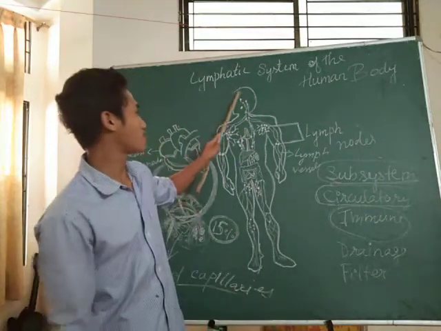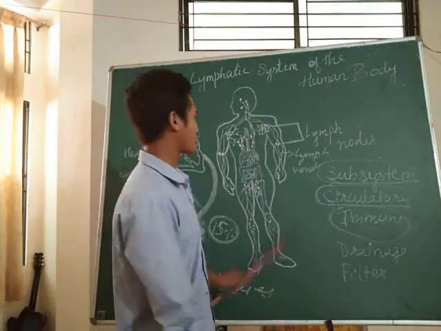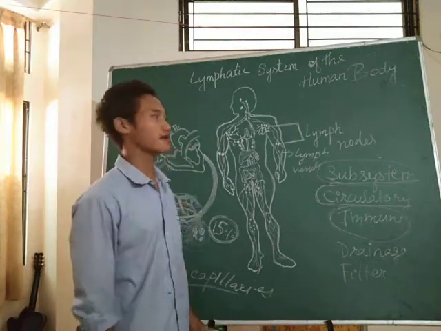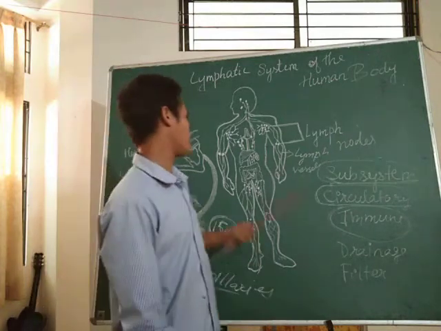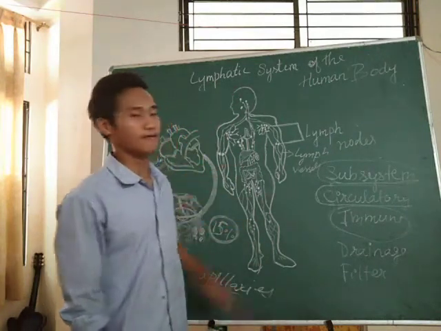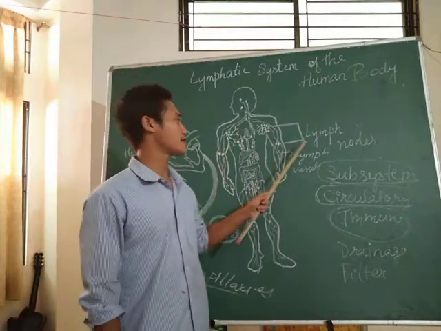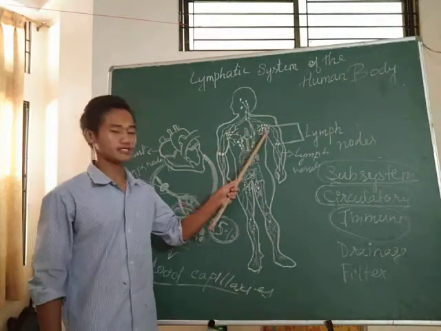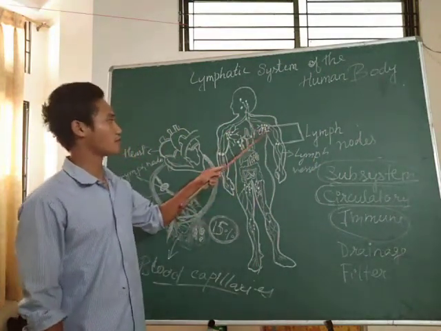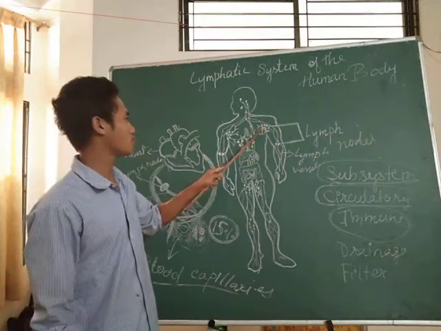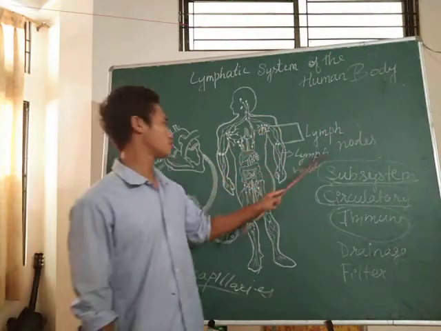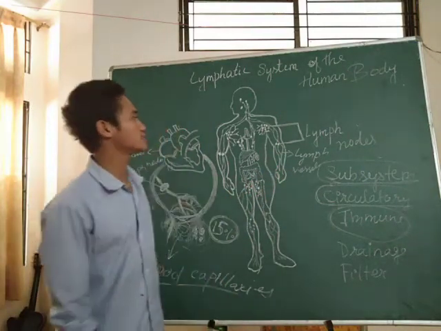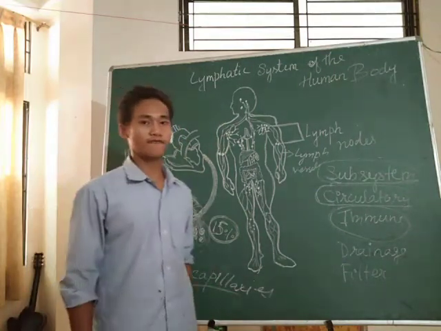This is the diagram of the lymphatic system of the body. The diagram is given in your book, and when you watch this video, you can go through the diagram and it will help you to understand better. The lymphatic system is made up of lymph nodes and lymph vessels. The dot-like things that you can see here in the drawing are the lymph nodes. They are given in your book also. The dot-like structures are the lymph nodes, and these are called the lymph vessels.